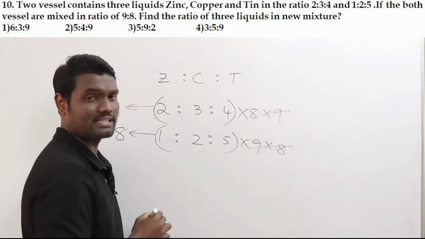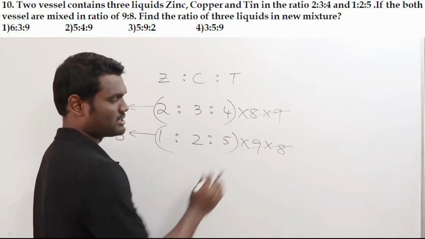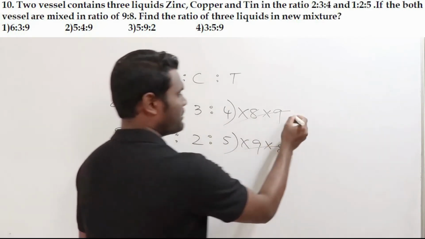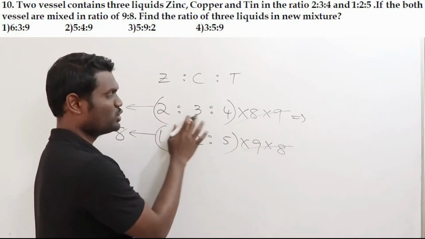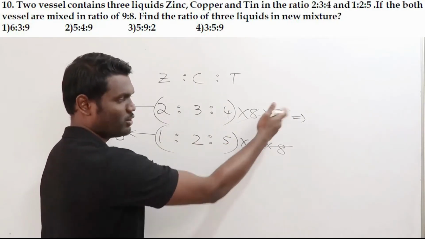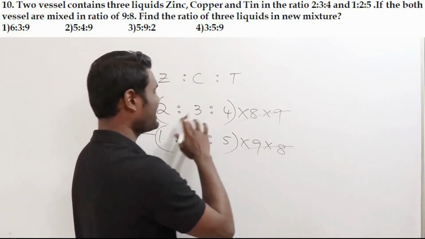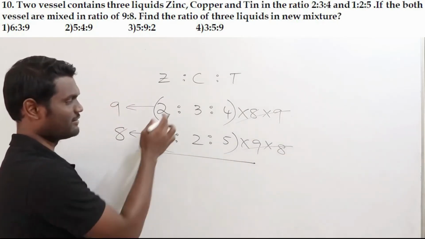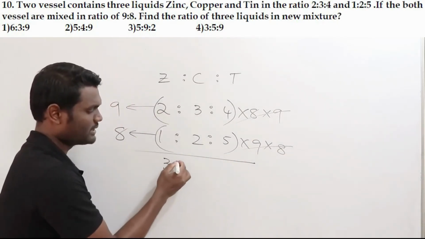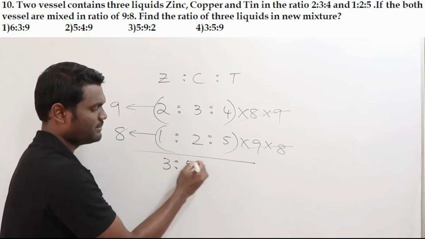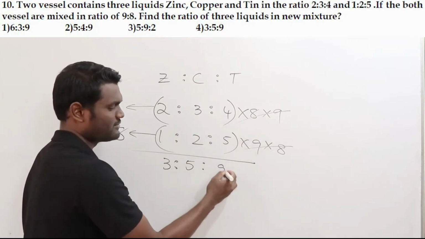Now what happened? 9 into 8, 9 into 8 gets cancelled. We can simply directly add those numbers, and it is anyway cancelled. Now what happens? The ratio will remain same, that is like 2, 3, 4, and this will be 1, 2, 5. Why? Because they got cancelled. Now instead of writing again like 2, 3, 4, you can directly add here itself. 2 plus 1, this will be 3. 3 plus 2, this will be 5. 4 plus 5, this will be 9.